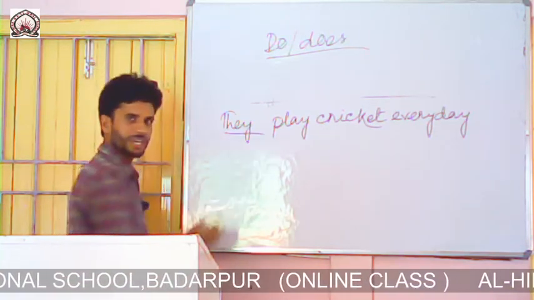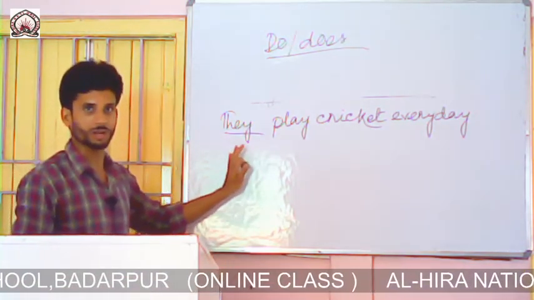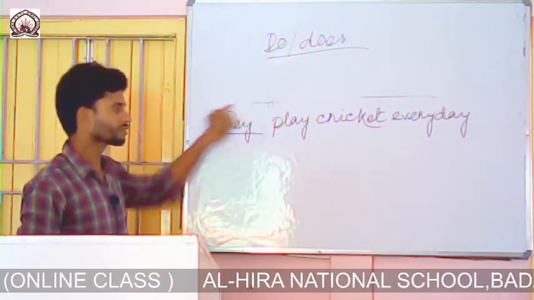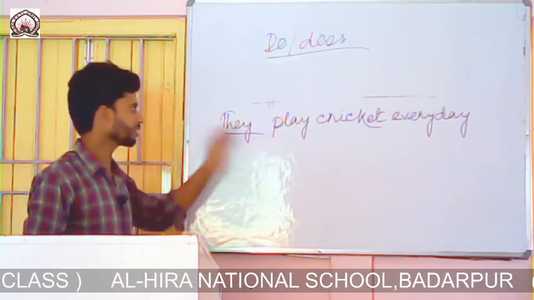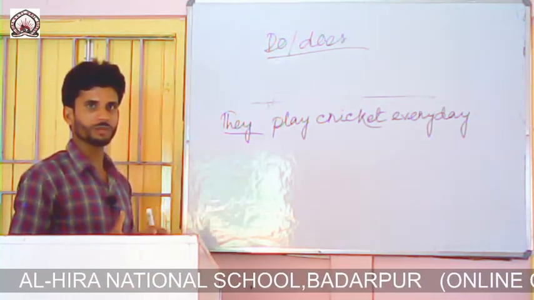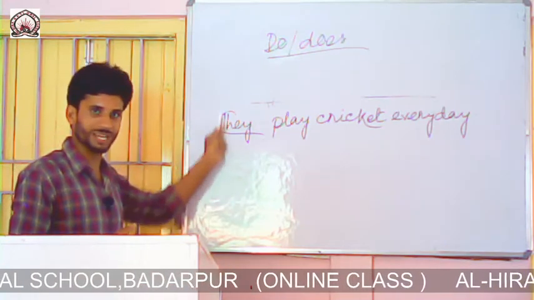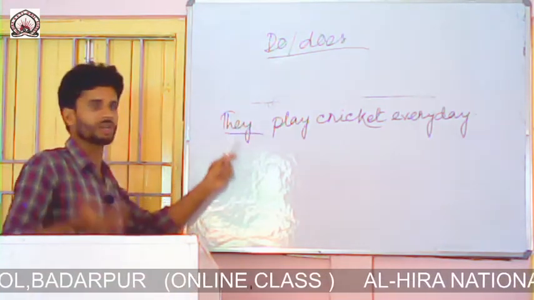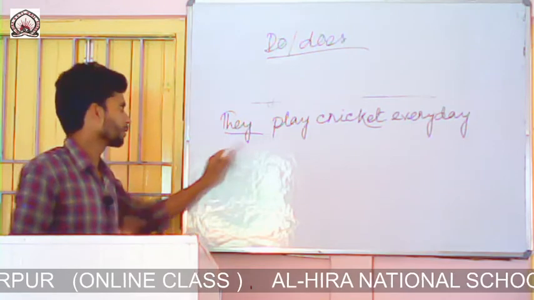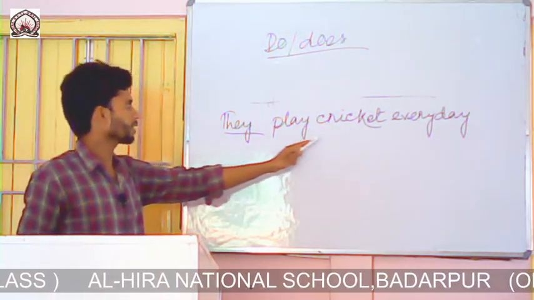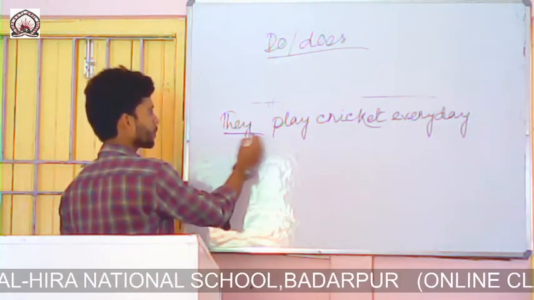the subject is they, which is third person but it is plural. When we say they, we mean more than one person. This word they does not mean one person, it means more than one. It is third person but it is plural. So here the sentence is in present indefinite tense, simple present tense, and the subject is third person plural.